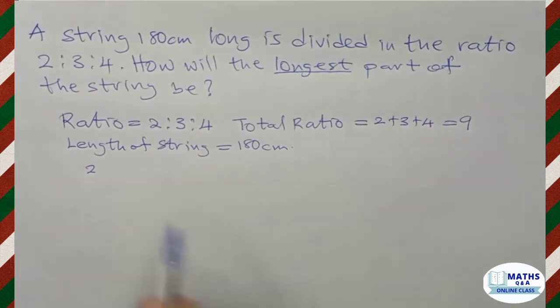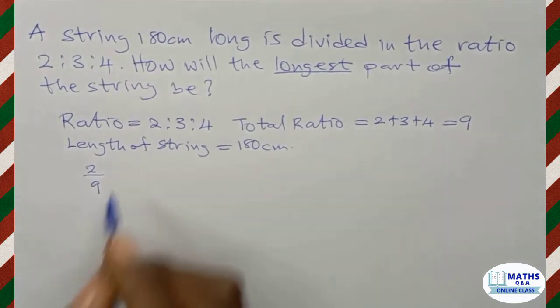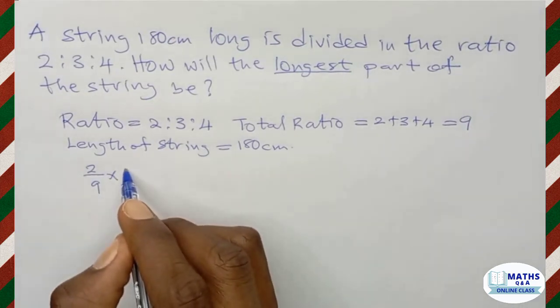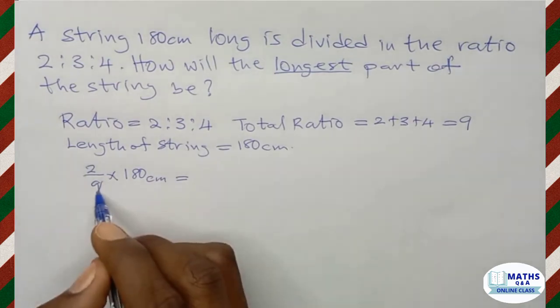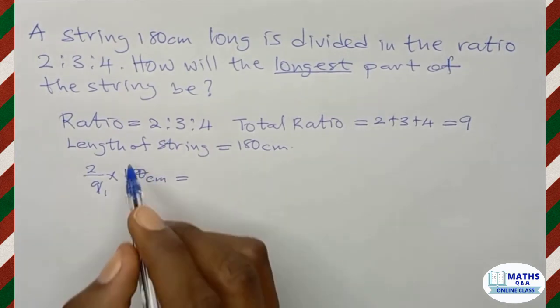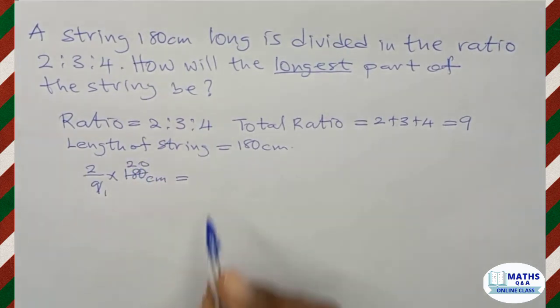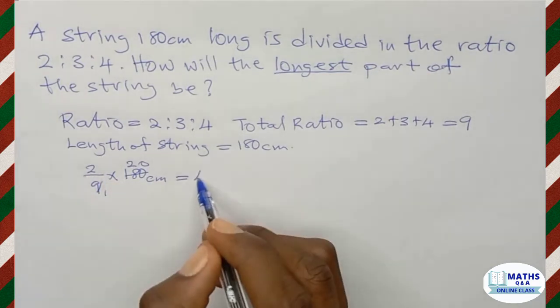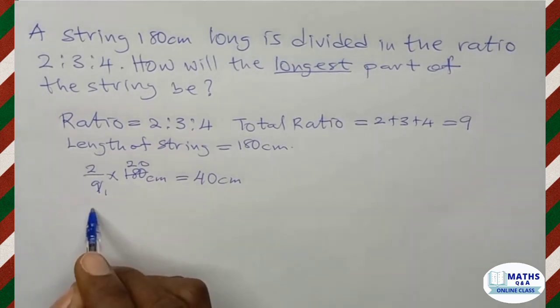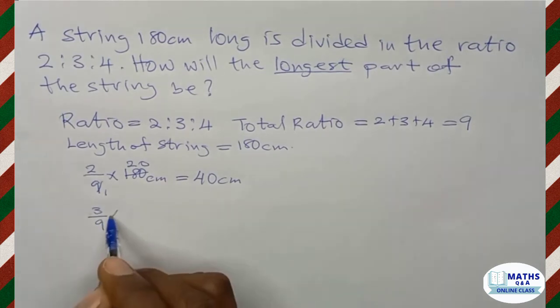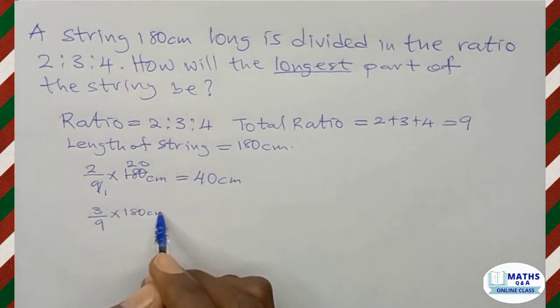Okay, so 2 divided by the total ratio, we multiply by the length of the string, which is 180 centimeters. Let's break it down. 9 divides itself 1, divides 180 20. 20 times 2 is giving us 40 centimeters. So that is for the first ratio. Now the second ratio is 3.